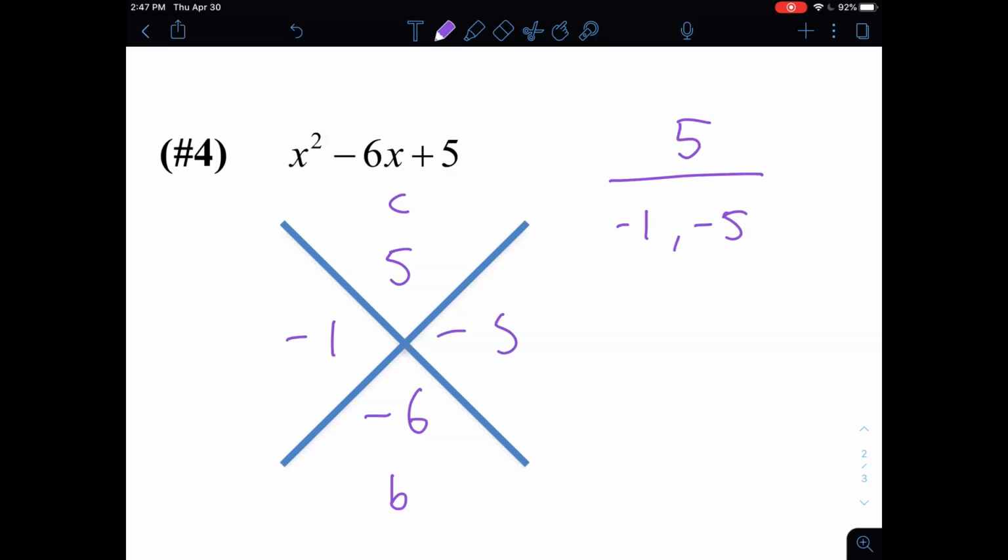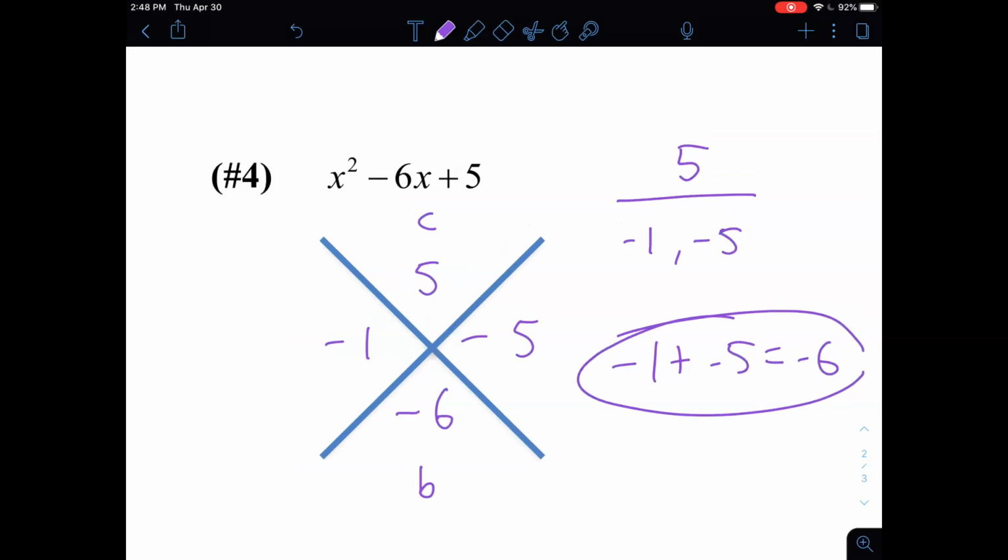Do those both multiply to 5? They do. Do they both add to negative 6? Negative 1 plus negative 5, does that equal negative 6? It does. So that's good.